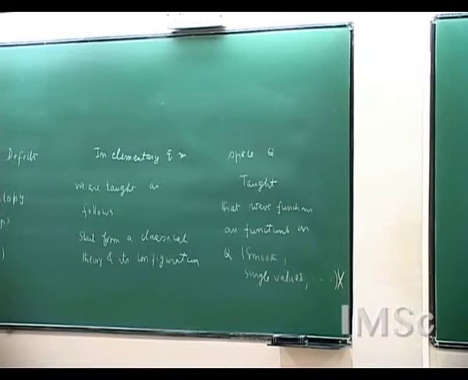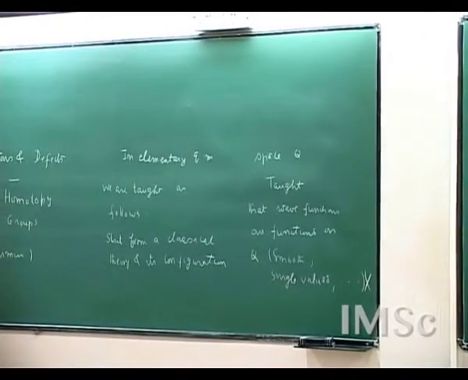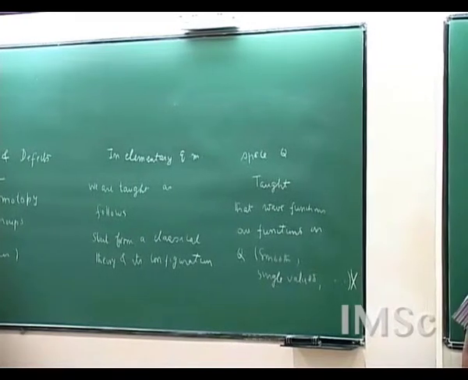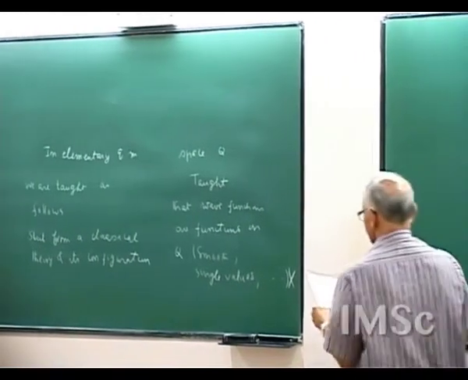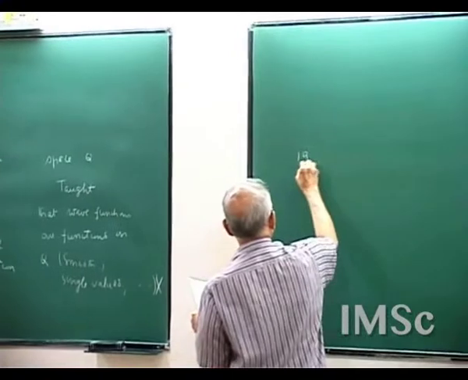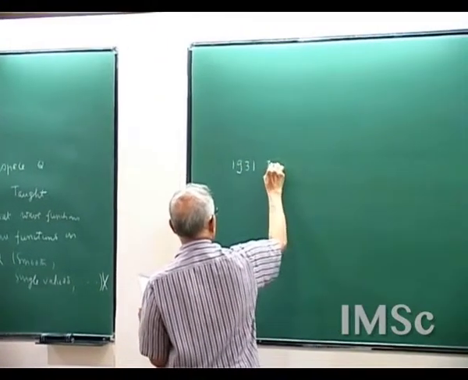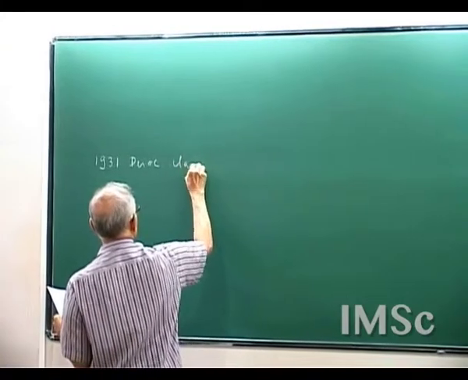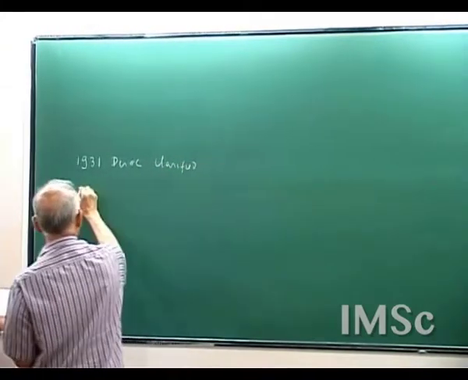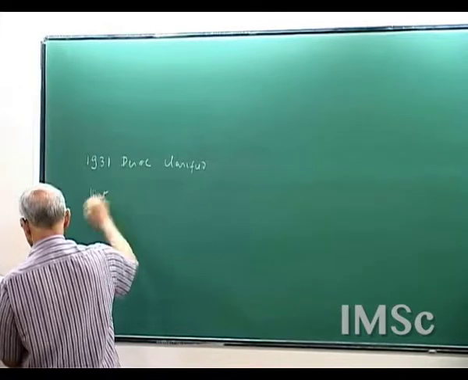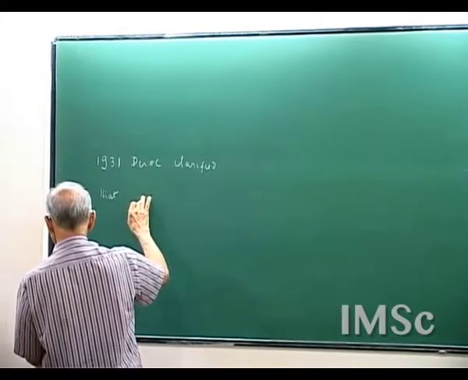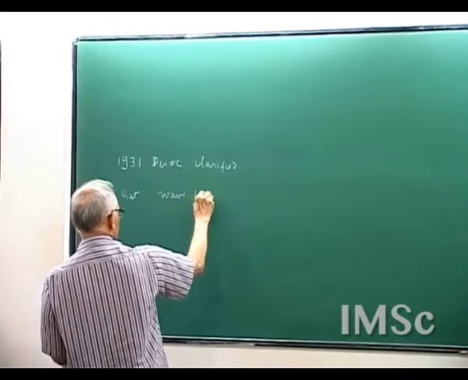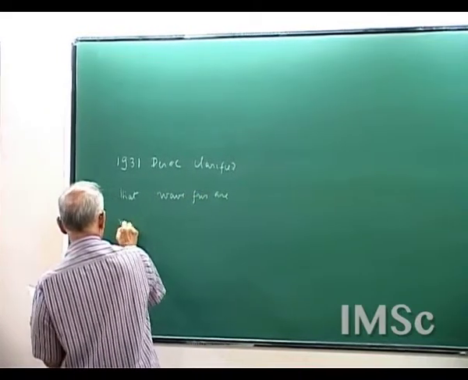Wave functions are not functions on Q. We shall see that they are more complicated structures, and this was already understood by Dirac in 1931. We will see how it happens. Let me put it now: wave functions are not functions on Q.